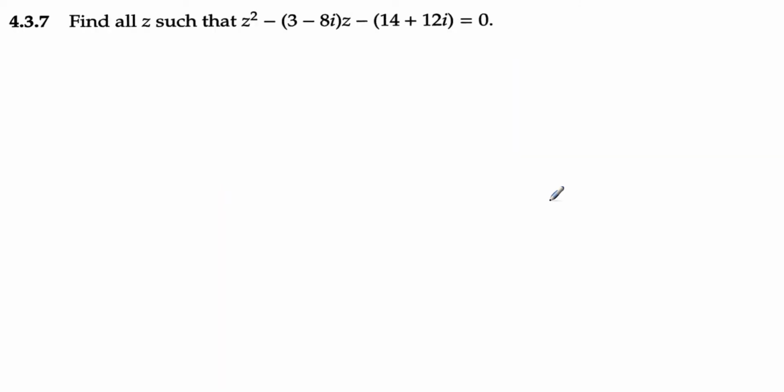Alright, then let's look at the last question. Find all z such that this is true. Now first what I'm going to do is I'm going to move this term to the other side. We get z squared minus 3 minus 8i z is equal to 14 plus 12i.